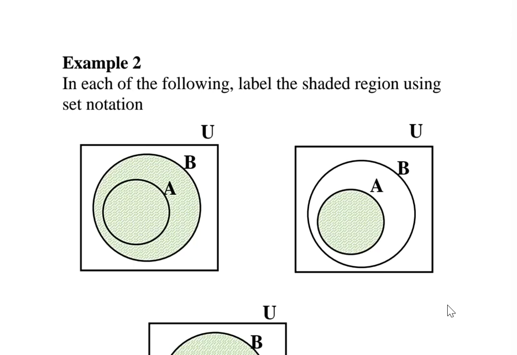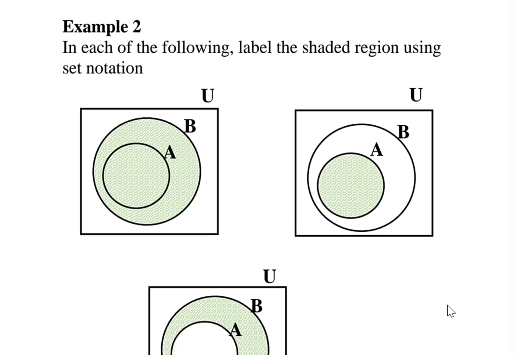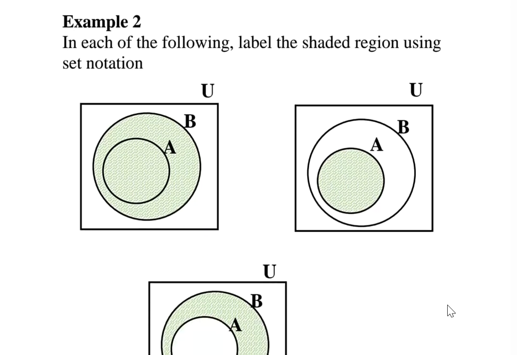All right. In this example, example 2 says, in each of the following, label the shaded region using set notation. In each of the following, we're to label the shaded region using set notation. In diagram 1, in all the 3 diagrams, A is a subset of B.